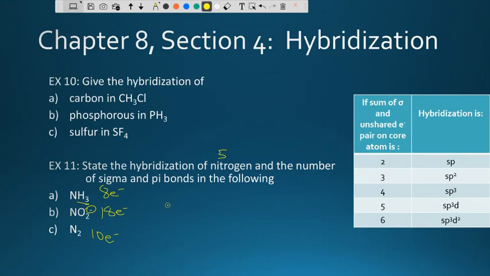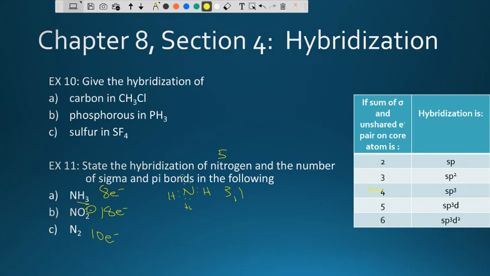All right, so now we've done that legwork with it. Let's take a look at nitrogen. And I've got hydrogen, hydrogen, hydrogen. That's 6 total electrons, and so there's 8. This becomes a 3 and a 1, and so that's sp3 hybridization.